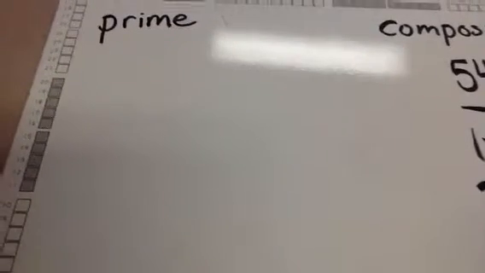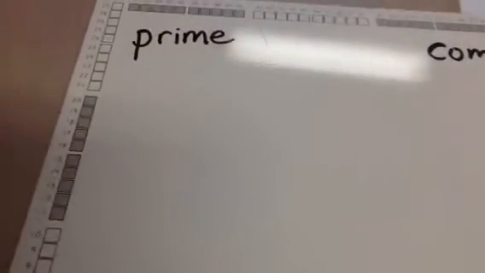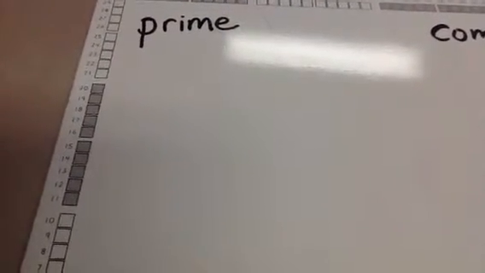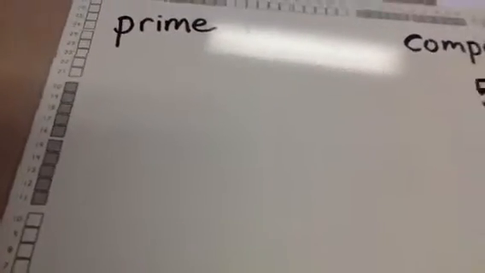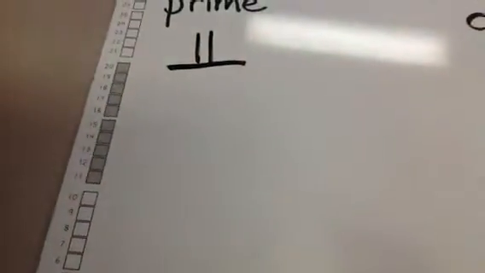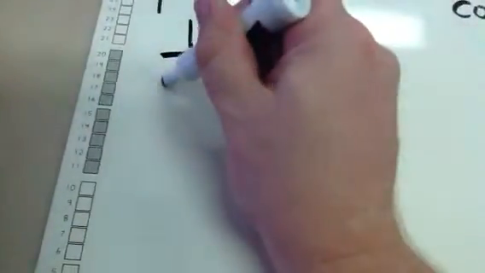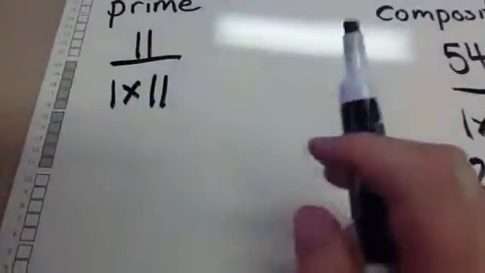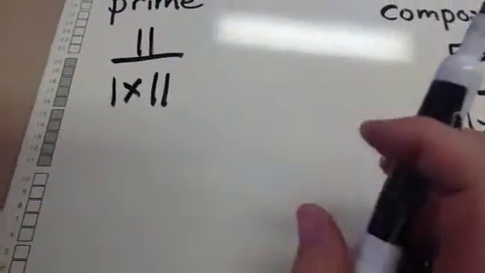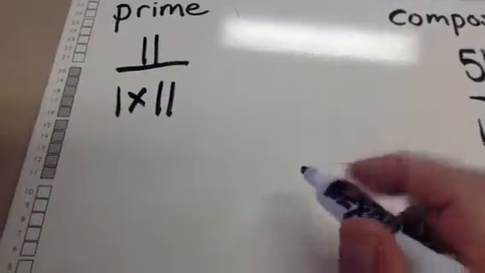the counter to a composite. It's the opposite of it, and what it basically is, it's a number that only has one pair of factors that you can multiply to get it. So I'll just throw out, for example, the number 11. The only thing you can multiply together to get 11 are 1 and 11. So it's the only way I can multiply together and get that number.